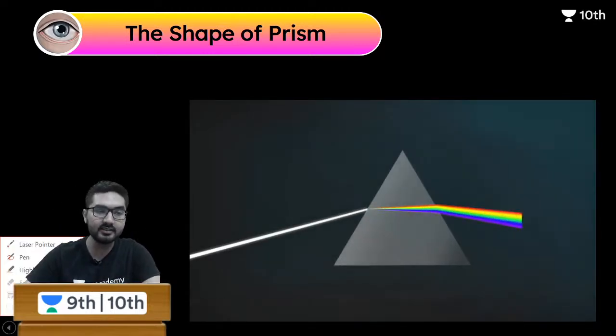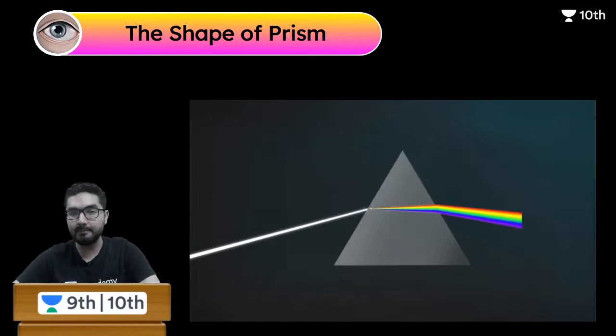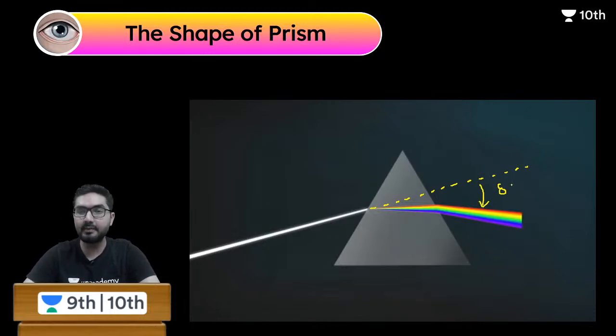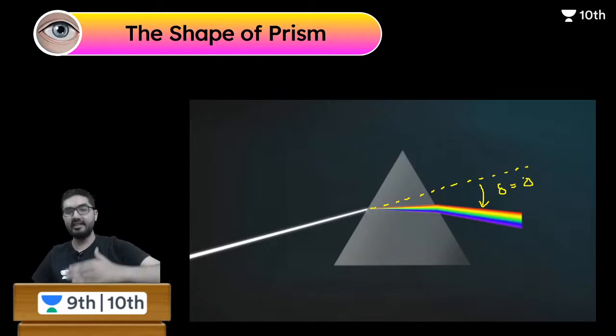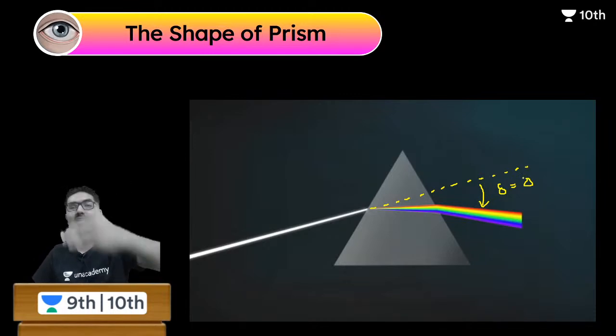So suppose a light is falling onto a prism like this and it is dispersing into a series of 7 colors. Suppose the prism wasn't kept, then the light would have gone something like this, right? So this is the angle of deviation represented by D, you can also write it as delta. So this is what is called the angle of deviation. This is how much the light has deviated.